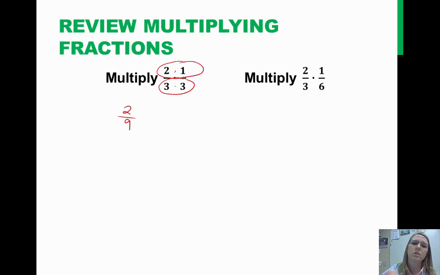Notice that there was nothing that I could cancel out, because there are no factors that are the same on the numerator or the denominator. However, on this one, if I wrote this out, it's the same as saying 2 times 1 over 3 times 6. But I can simplify 6 by saying 3 times 2. And now you notice that they both have a 2, so I can cancel out that 2. And my final product on this will be 1/9.